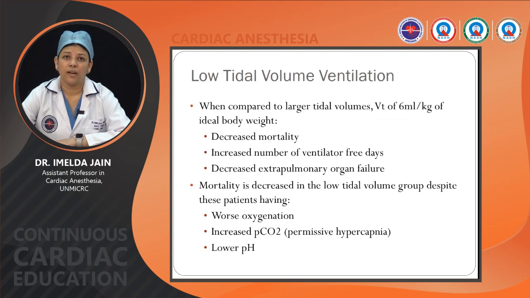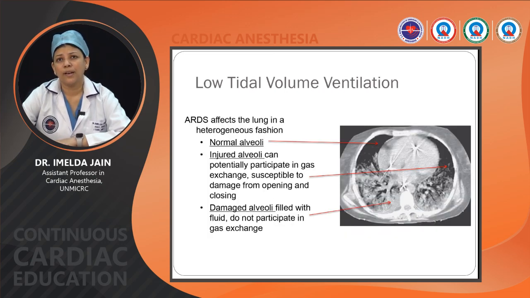Now, what are the advantages of low tidal volume ventilation? When compared to large tidal volumes, tidal volumes of 6 ml per kg of ideal body weight help in decreasing the mortality of patients with ARDS. It increases the number of ventilator-free days and decreases extrapulmonary organ failure. This study also showed that mortality is decreased in low tidal volume groups despite these patients having worse oxygenation, permissive hypercapnia, and lower pH.